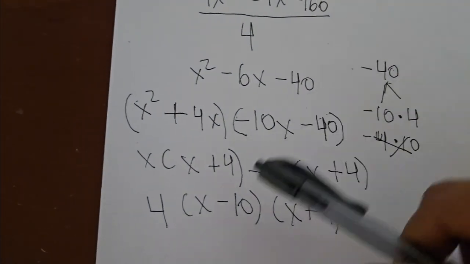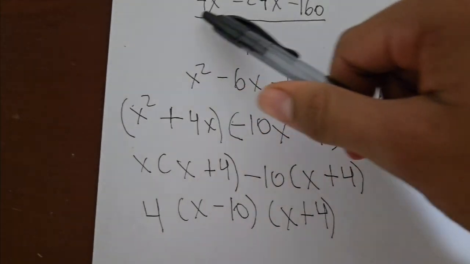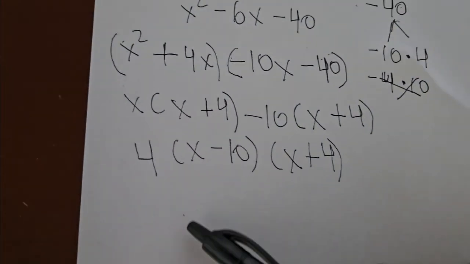The reason we put the 4 is because we took out the 4 at the beginning to make it simpler. And so yeah, this is our answer.